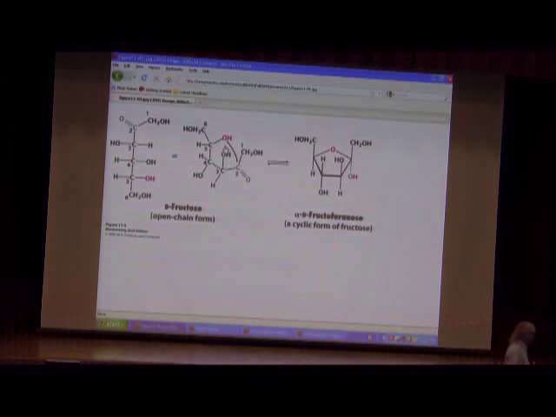Let's number our carbons. Carbon number 1, above the ring. Carbon number 2 in the ring. Carbon number 3, 4, 5, 6 is above the ring also. 2 of the carbons are sticking above the ring. Notice that this is called alpha because the hydroxyl is down. It's the hydroxyl that determines whether it's alpha or beta, not the carbon. It's a very commonly mistaken error on exams. All right? The carbon doesn't determine the alpha or beta. The hydroxyl does.